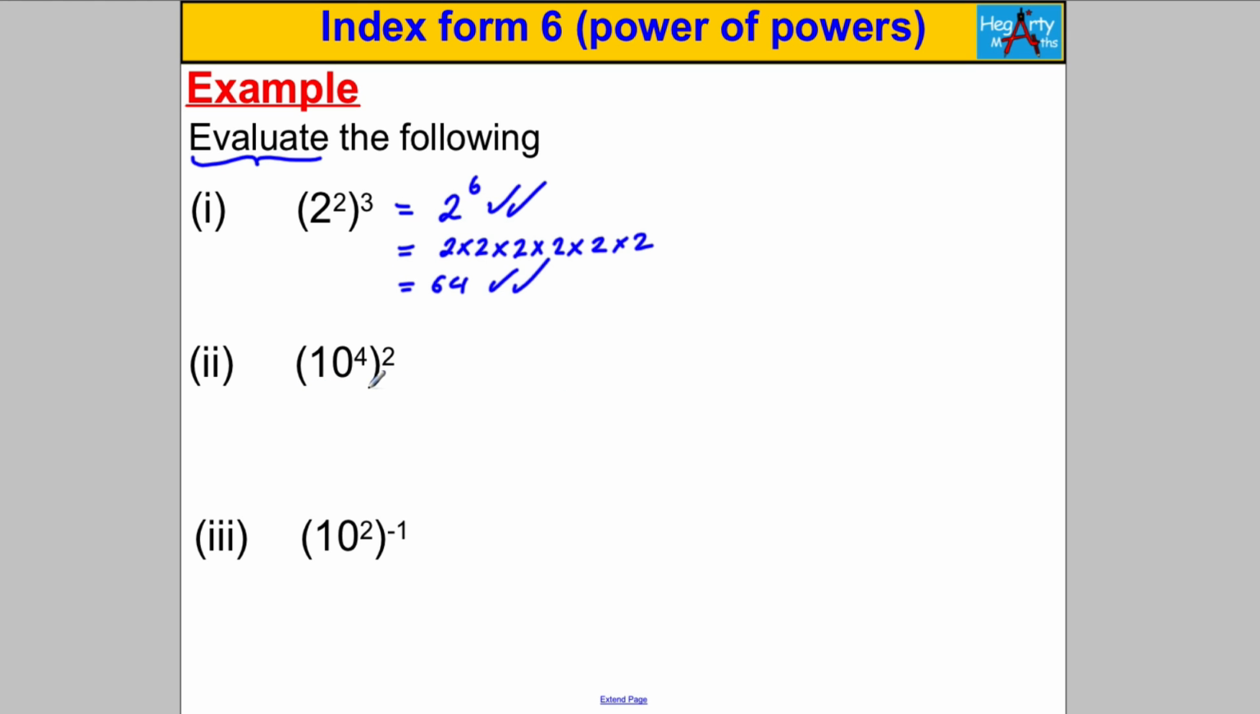So 10 to the power of 4, all to the power of 2, is going to be 10 to the power of 4 multiplied by 2, which is 10 to the power of 8. And that means 10 multiplied by itself 8 times, so let's write that out. Okay, and let's evaluate this. 10 multiplied by 10 is 100, times another 10 is 1,000, times 10, 10,000, times 10, 100,000, times 10, a million, times 10, 10 million, times 10, 100 million. So the answer is going to be 100 million.